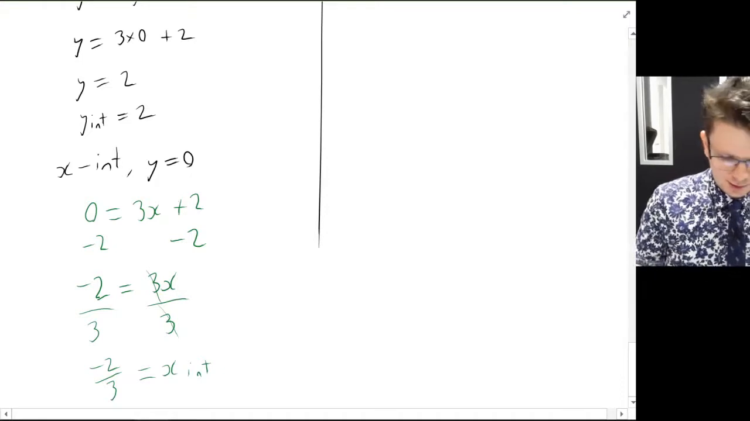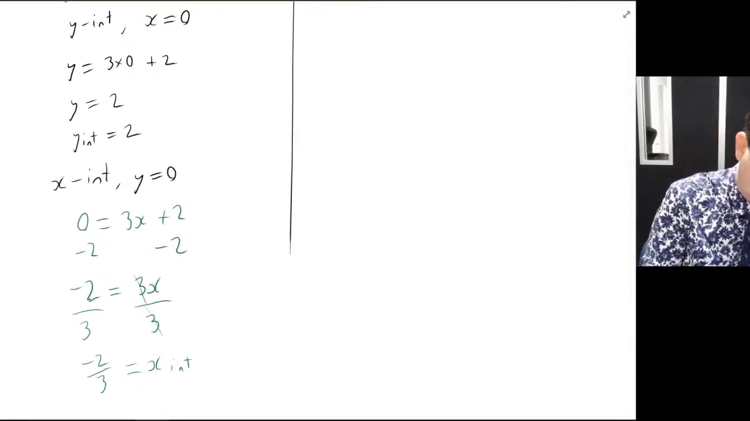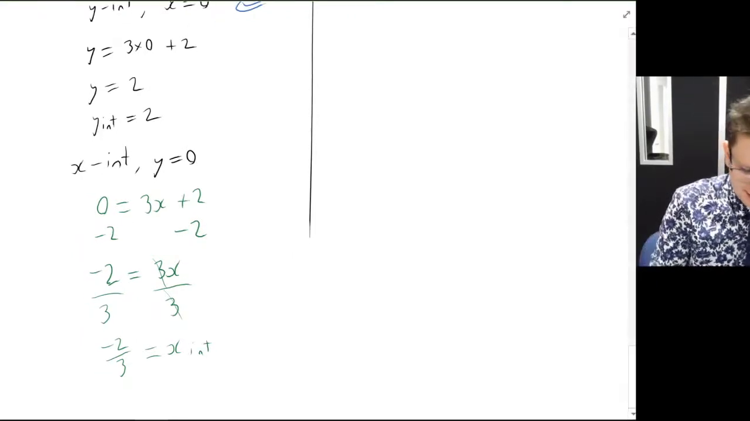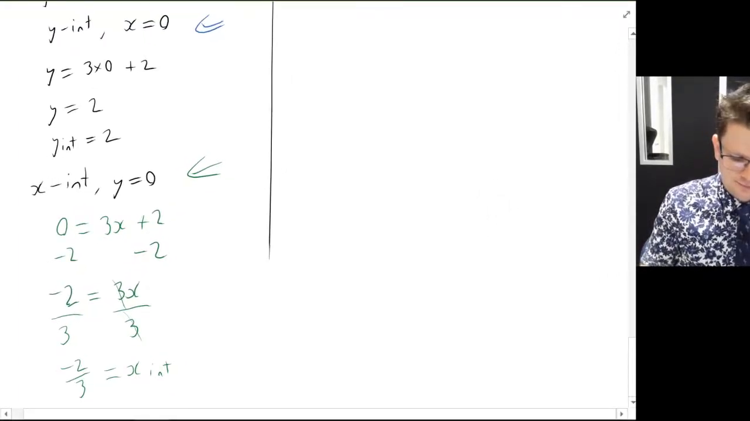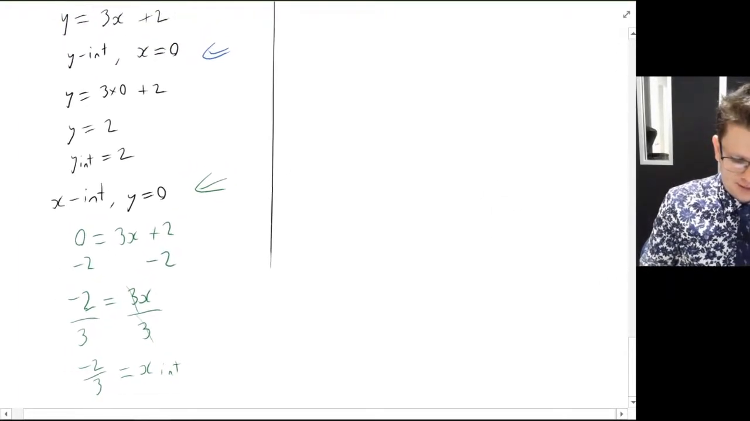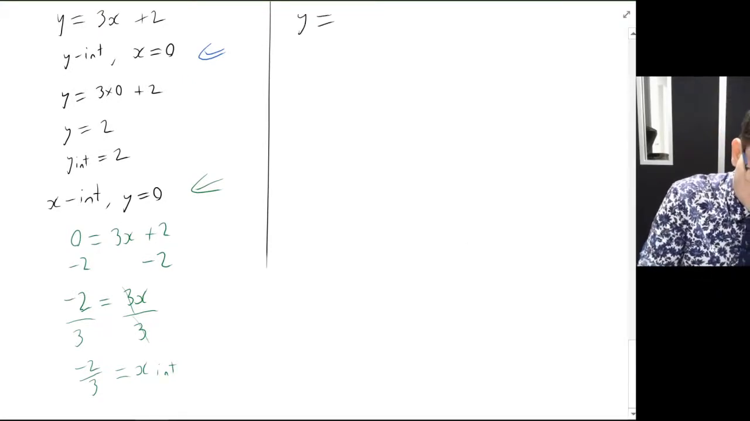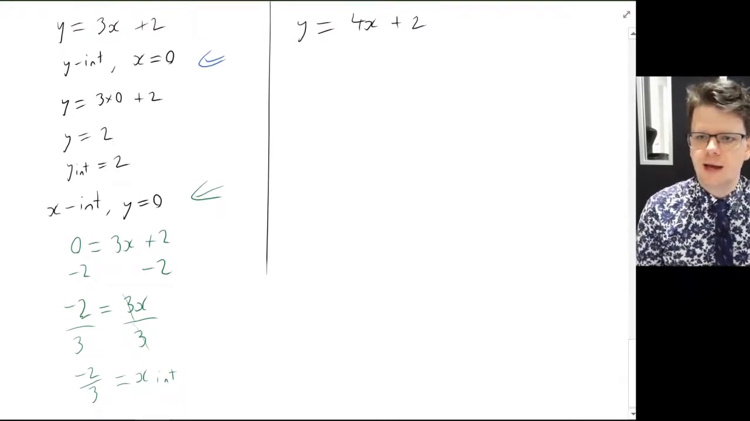Alrighty. So, to solve for the y-intercept, I need to look when x is 0. And to solve for the x-intercept, I need to solve when y is equal to 0. Alrighty. So I'm going to give you a slightly different equation. I want you to have a go. I'll give you y is equal to 4x plus 2. See if you can solve for the x and y intercept.